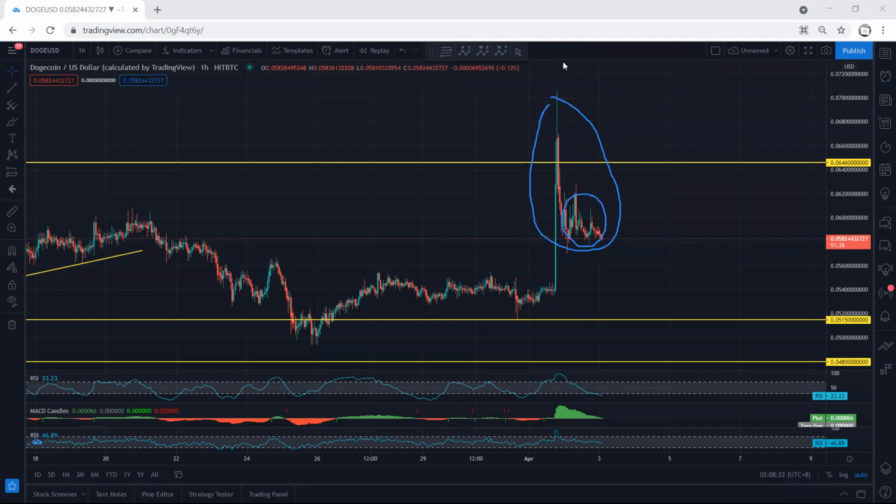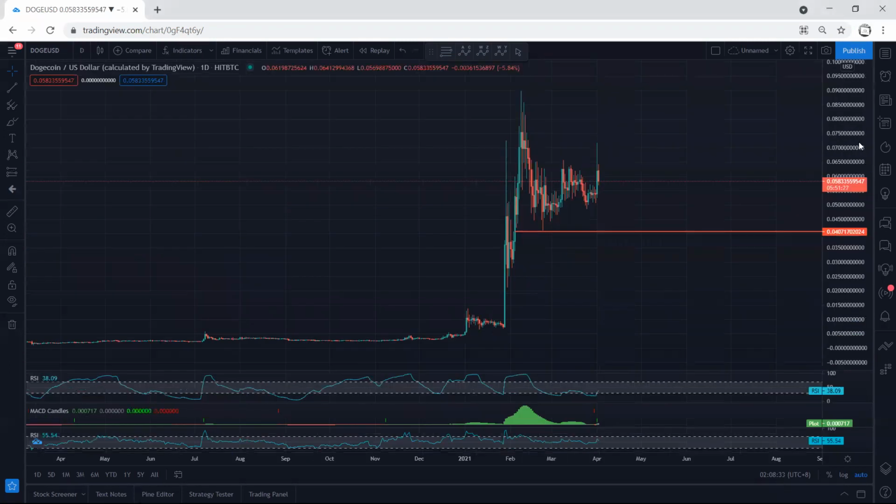No one knows what this correction is. Is this a continuation, can we expect the continuation, or is this going to retest 0.0515? By the way, we start with the higher time frame, we start with the daily chart.